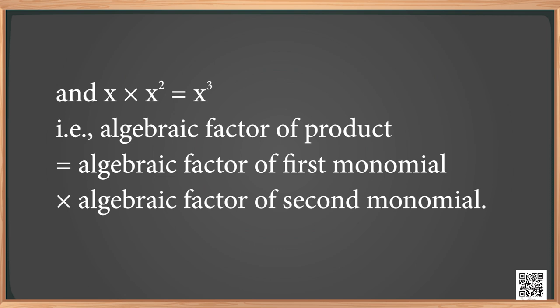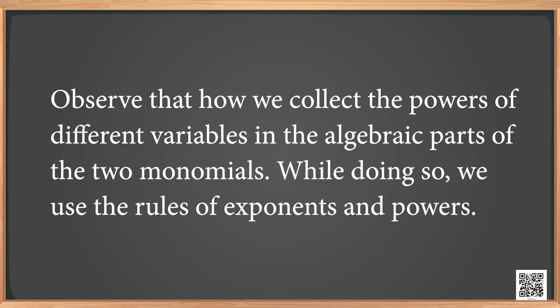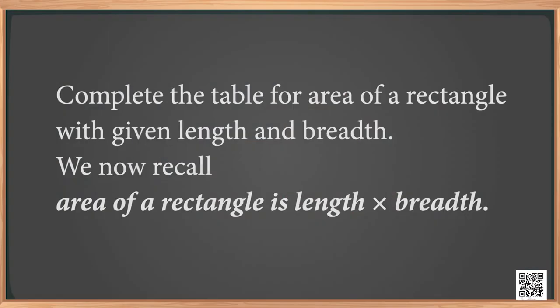Observe how we collect the powers of different variables in the algebraic parts of two monomials. While doing so, we use the rules of exponents and powers. Let us see one more example. Complete the table for the area of a rectangle with given length and breadth. We now recall the area of the rectangle is length into breadth.